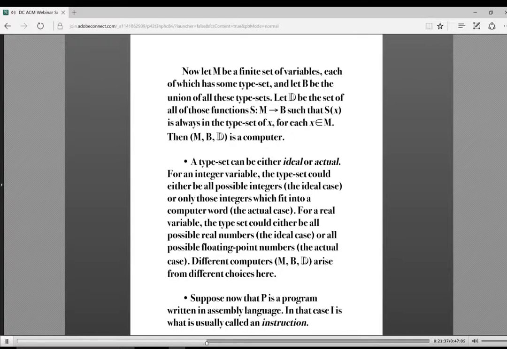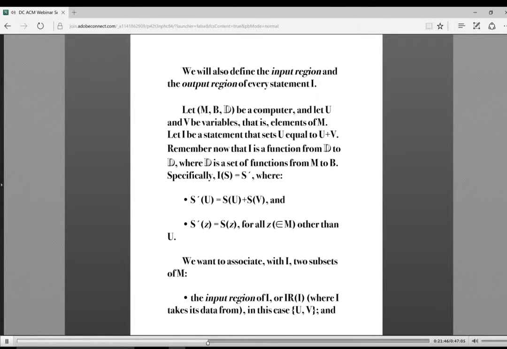Suppose now that P is a program written in assembly language. In that case, I is what is usually called an instruction, which is why I use the letter I to mean a statement. We will also define the input region and the output region of every statement I.